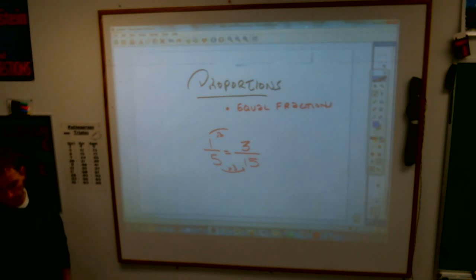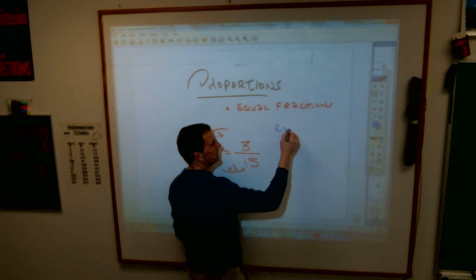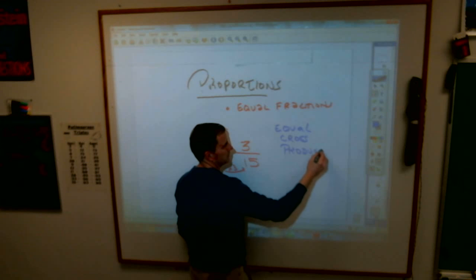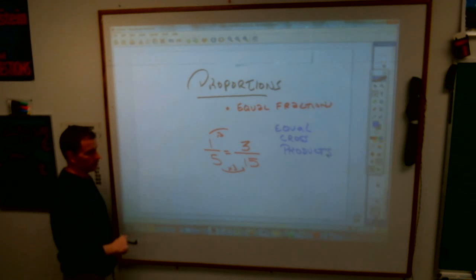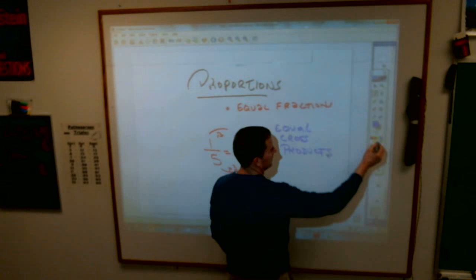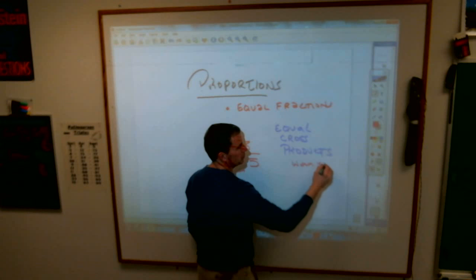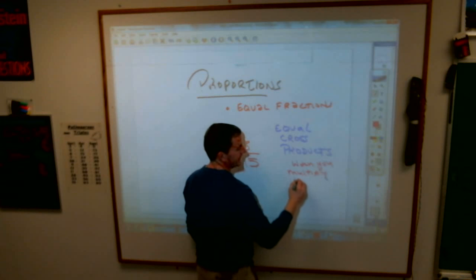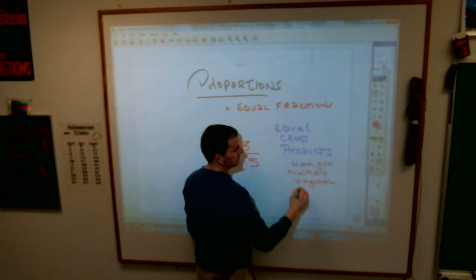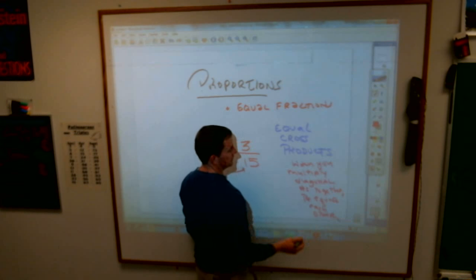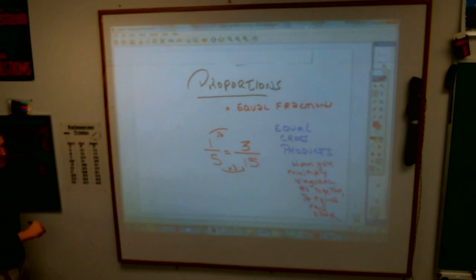Now, one thing you'll find out, and the whole gist of this section, is what you must realize: when you have equal fractions or proportions, you also have what we call equal cross products. And what that means in layman's 6th grade math terms is that when you multiply the diagonal numbers together, they equal each other. Which won't make a lot of sense till we actually do that. When you multiply the diagonals, they equal each other.